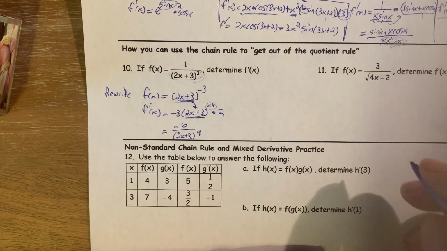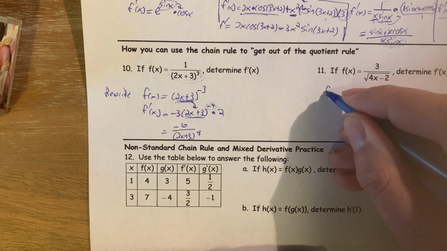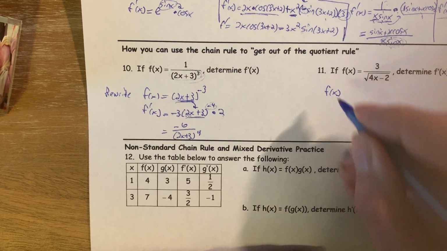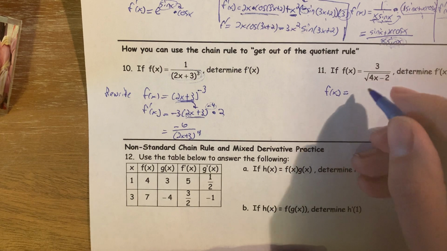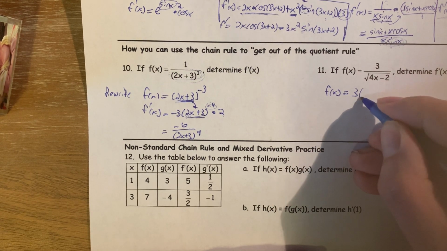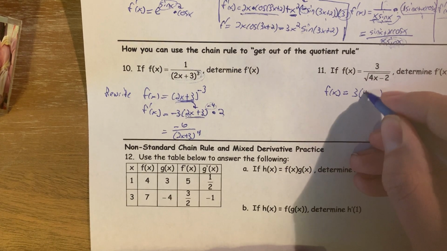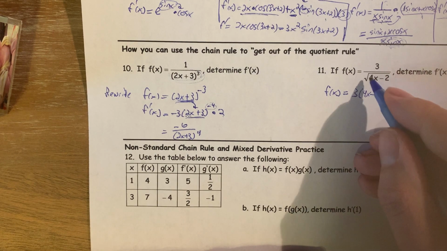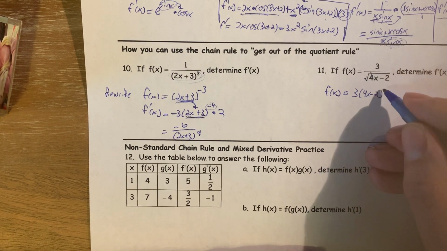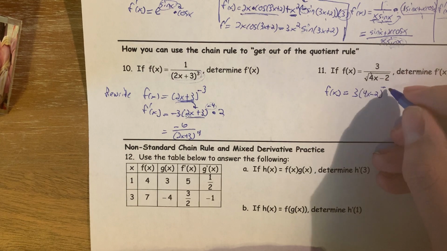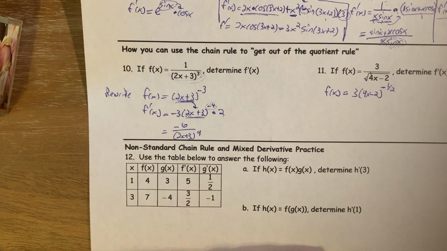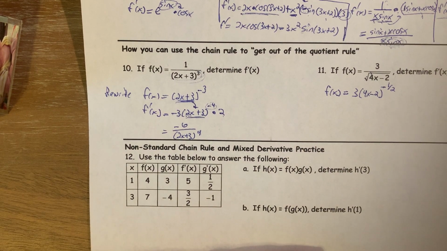How can you rewrite this as a power rule? So I'm just rewriting it. This is not the derivative yet. How do you rewrite it? Well, this is 3 times something to a power. Clearly, the inside function is 4x minus 2. And what power is it to? Well, it was dividing, so it's a negative power. And it's a root, so it's a fraction power. And it's the square root, so it's the 1/2 power. So this is 3 times 4x minus 2 to the negative 1/2 power.